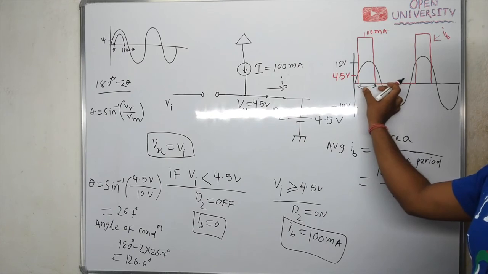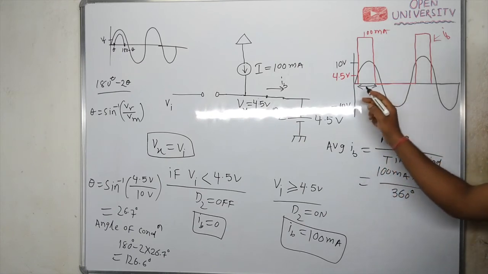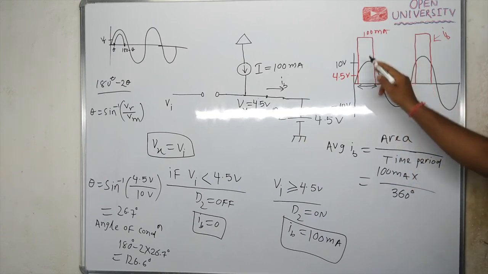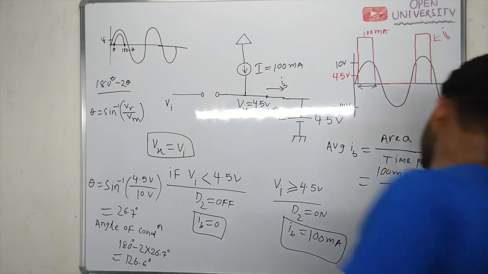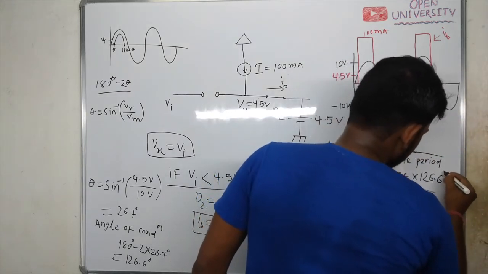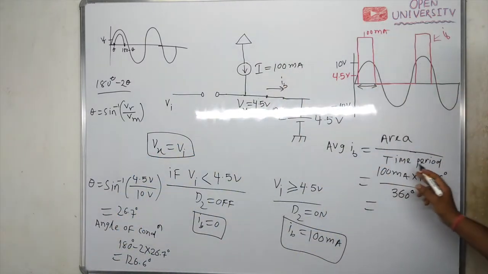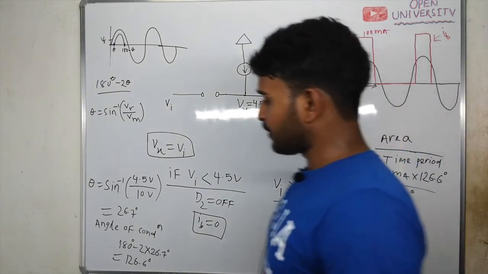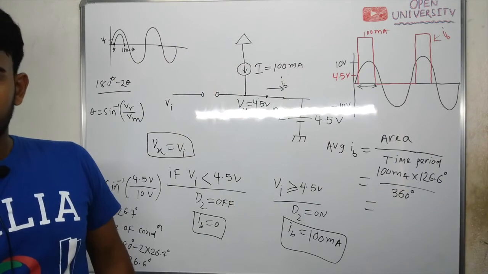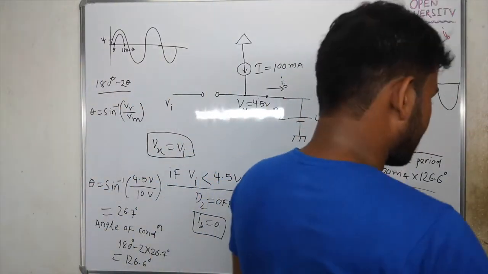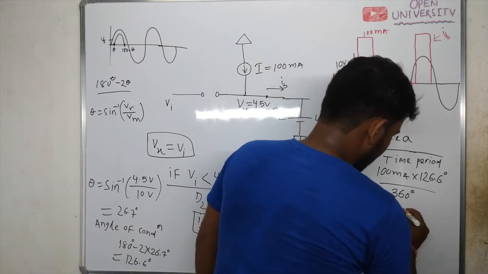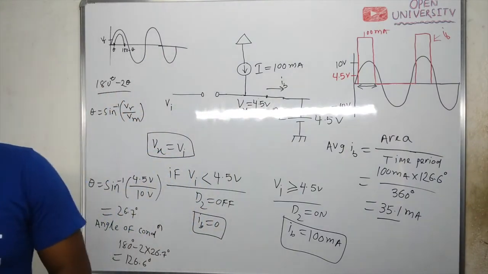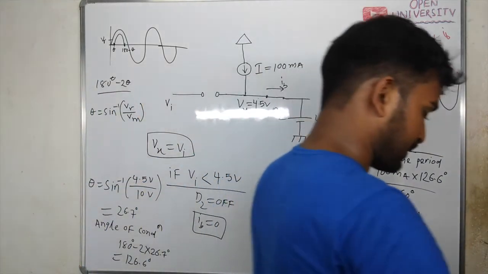So the width of this period is 126.6 degree. In order to calculate this area, it is height into width, that is 100 milliampere into 126.6 degree. You need to write the time period also in degree. If you calculate this value, the average value of IB will be 35.1 milliampere. The question says write the answer in milliampere, so the answer is 35.1.